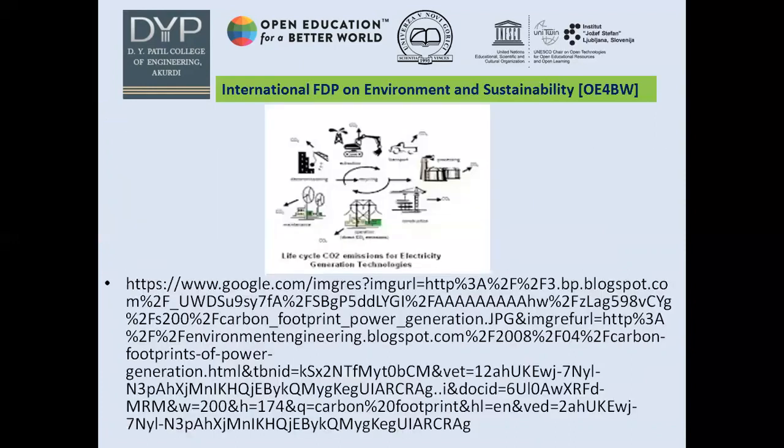Now you can see here one image showing how CO2 emission takes place because of electricity generation. Various activities are mentioned in this particular image, and you can see how CO2 emission is taking place.